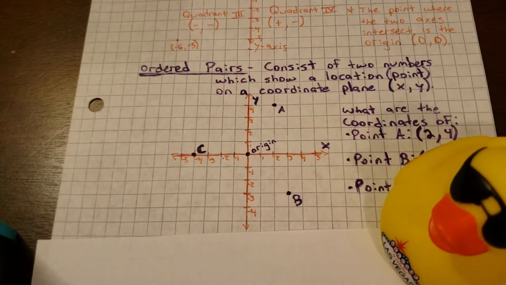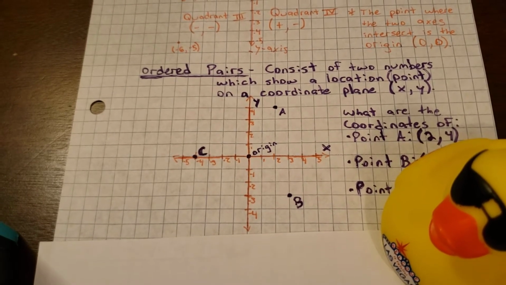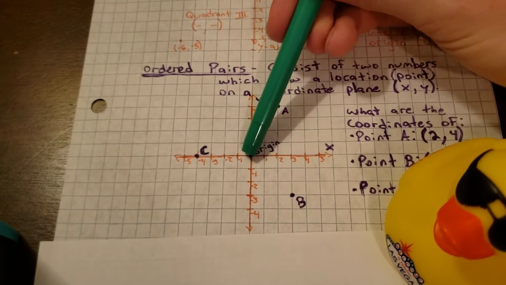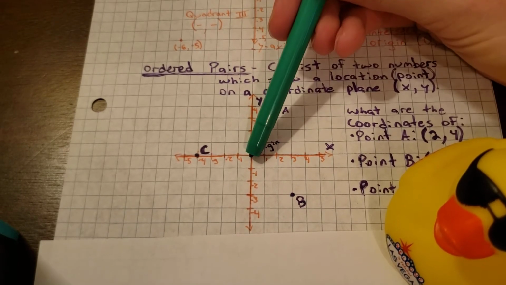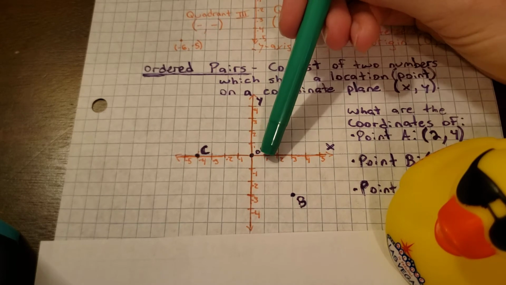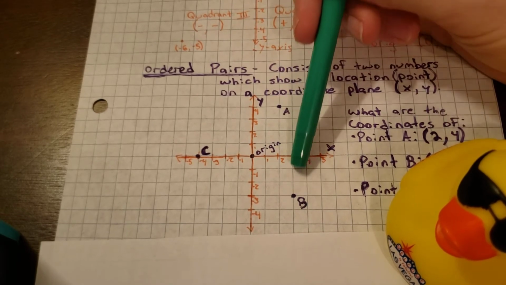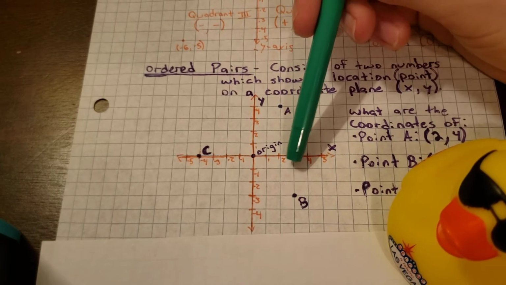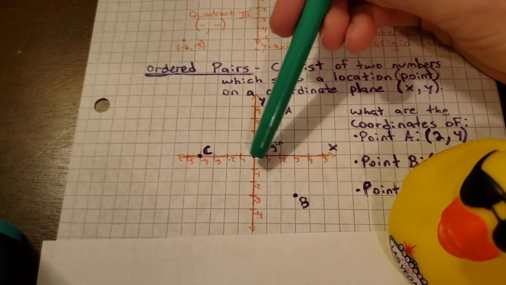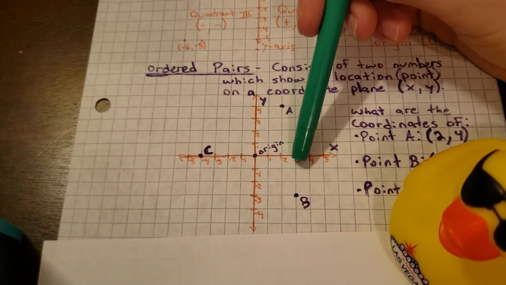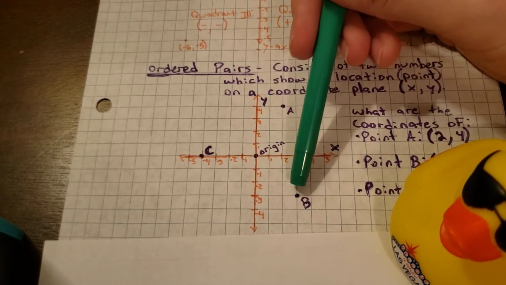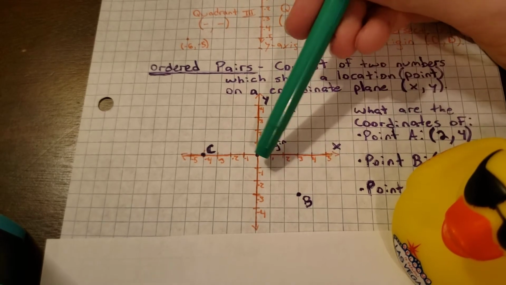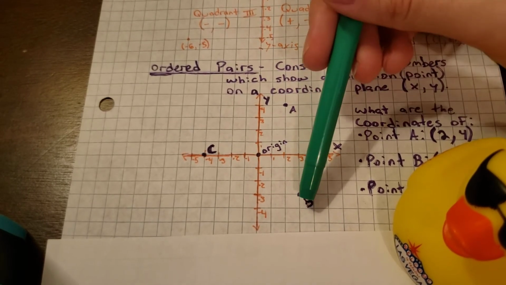Now what you can do, and I'll show you for point B, is you could start at the origin and count over 1, 2, 3 till you line up. So my x value is positive 3. And then again, I'm going to count to line up with point B. 1, 2, 3, but I'm counting negative 1, negative 2, and negative 3. So point B is at positive 3, comma, negative 3.